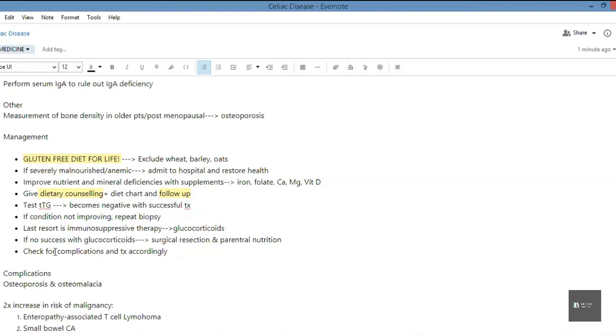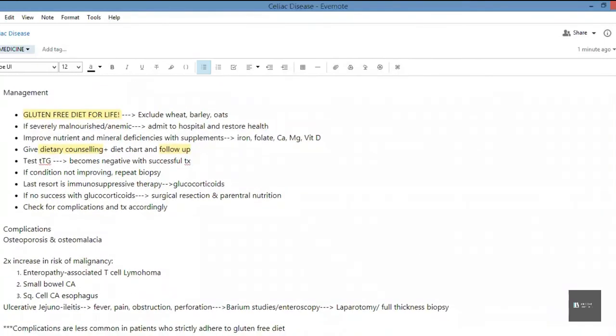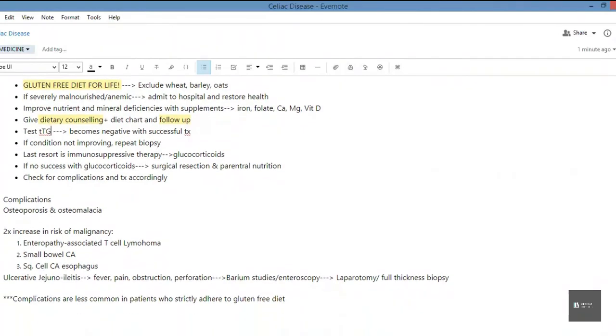We're going to do tests for complications, and we're going to make sure that the patients either don't develop those complications, or if they have developed the complications, we're going to treat them accordingly. So the main points to remember: gluten-free diet, improve the nutrient and mineral deficiencies, go for dietary counseling, and repeat their biopsy if the condition is not improving. But usually it is the case that the patient is unable to adhere to the gluten-free diet. They may be taking in hidden gluten within other products that they may not realize have gluten, so counseling becomes very important in that case.